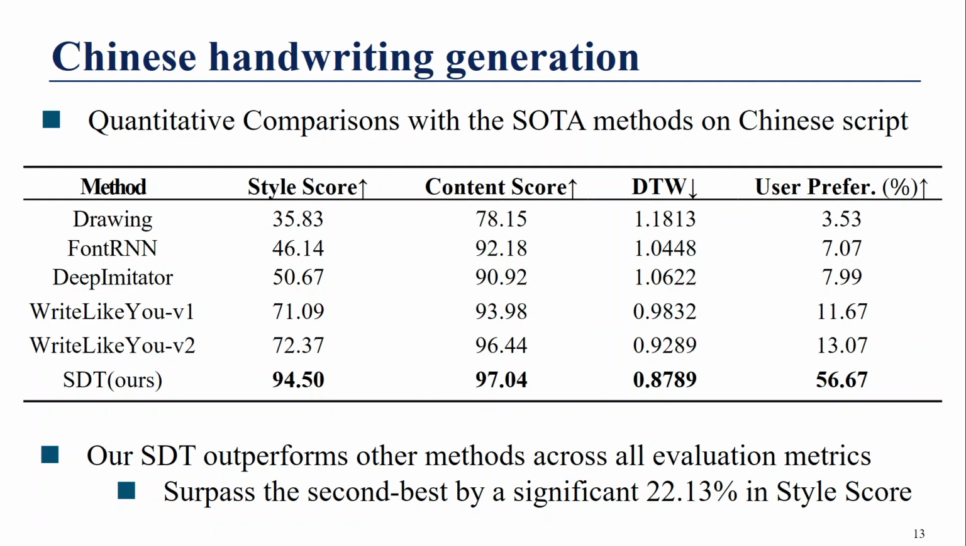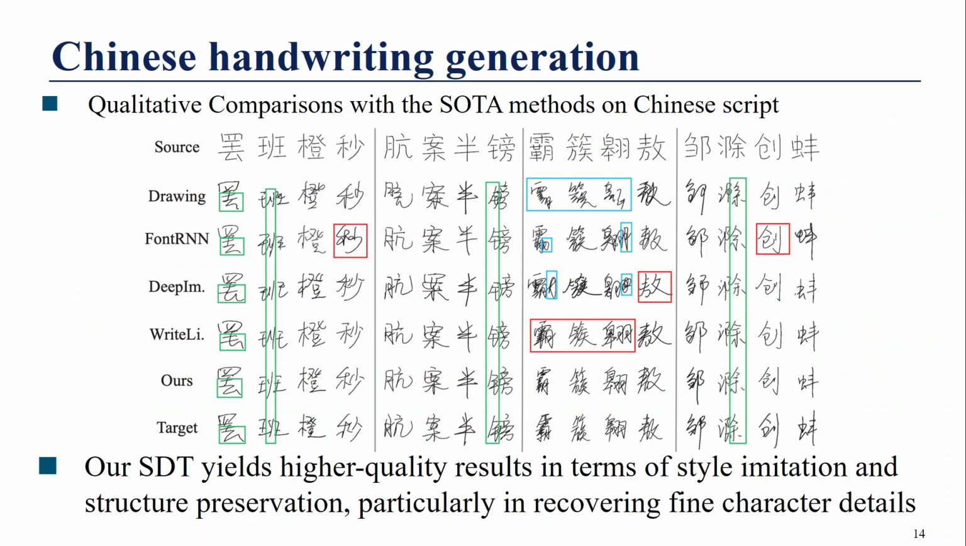We first evaluate our method on the Chinese handwriting generation task. From the quantitative results, our SDT outperforms other methods across all evaluation metrics. In particular, SDT surpasses the second best by a significant 22.13% in terms of the style score. Looking at the qualitative comparisons, we can observe that our approach yields higher quality results in terms of style imitation and structure preservation. Benefiting from character-wise style learning, our work is able to recover fine character details.